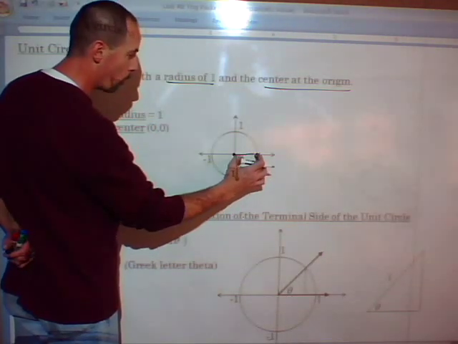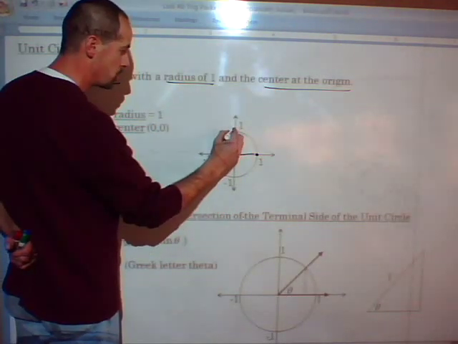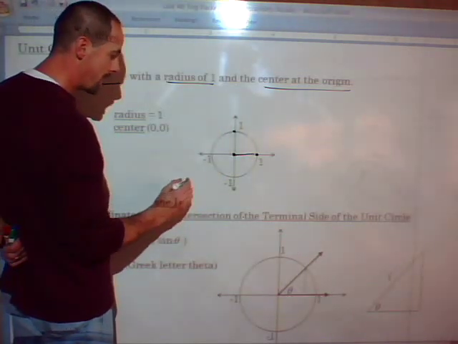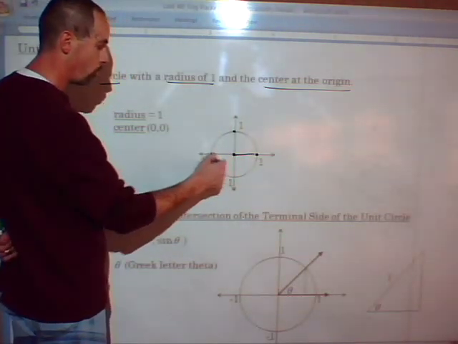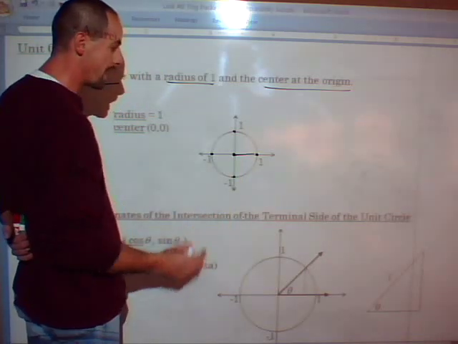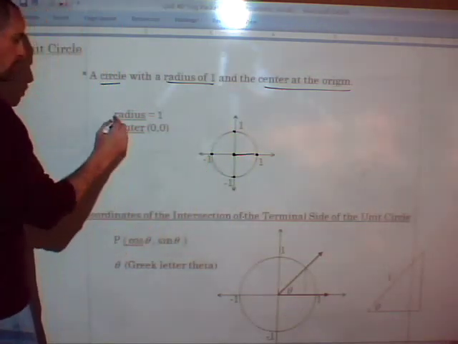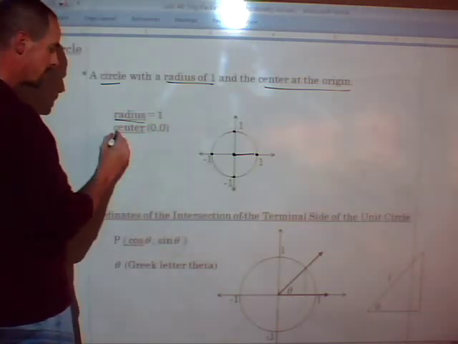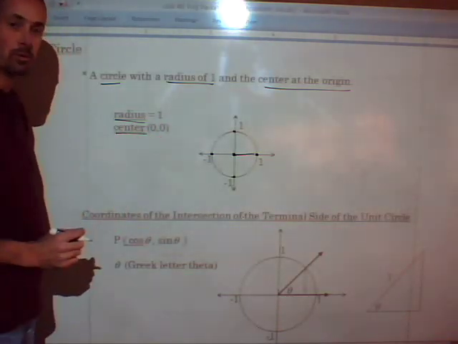So this is going to get you 1 on the x-axis. This is going to get you 1 on the y-axis. It's going to get you -1 on the x-axis and -1 on the y-axis. Okay? So the unit circle, radius of 1, center at the point 0, 0.